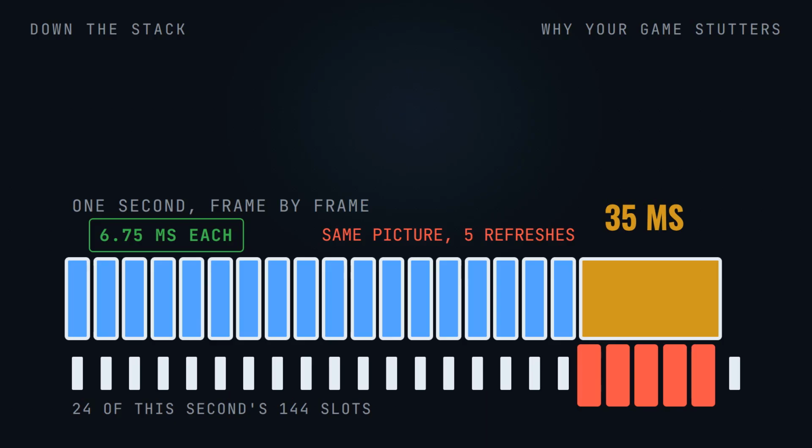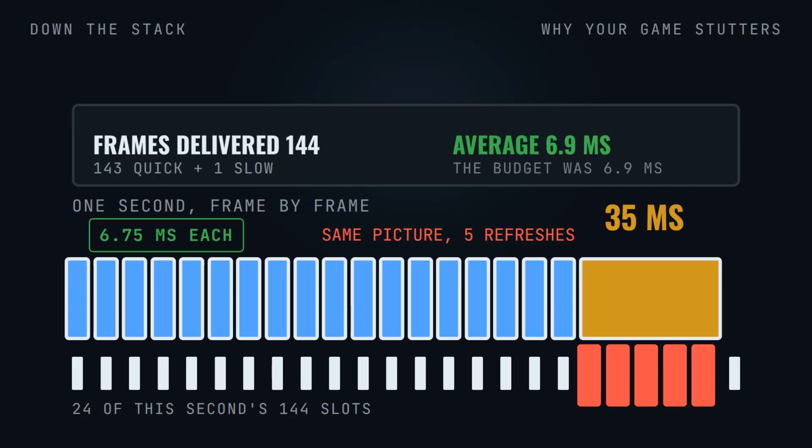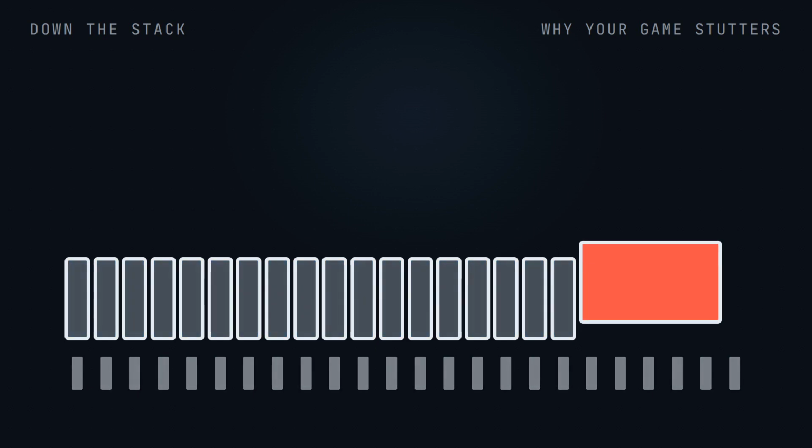Add up the frames anyway. 143 quick ones plus the slow one is 144 frames delivered in 1 second. So the counter does the only arithmetic it knows and says 144. The average frame time across that second is 6.9 milliseconds, exactly on budget. The second was on budget, and the 35 milliseconds sitting in the middle of it were not, which means the measurement you want is not the count, it is the tail, the small number of frames that went badly, because those are the only ones you actually felt.